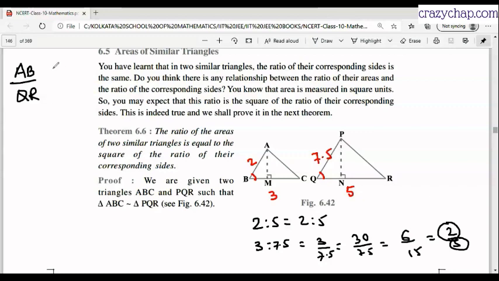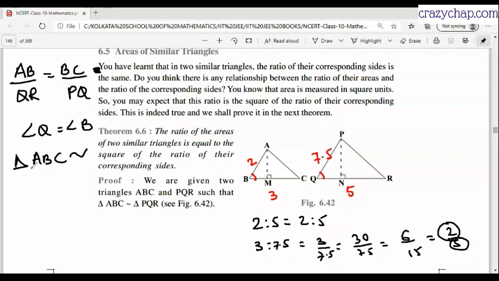and side BC I compared with PQ. Correct? And because the in-between angle is equal, angle B is equal to angle Q, these two triangles are similar for sure, right? So by which property are these two triangles similar? Side angle side. Okay. So what should I write? Triangle ABC with PQR should I write?